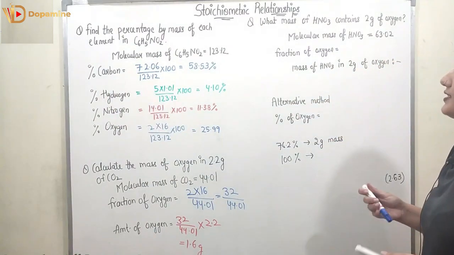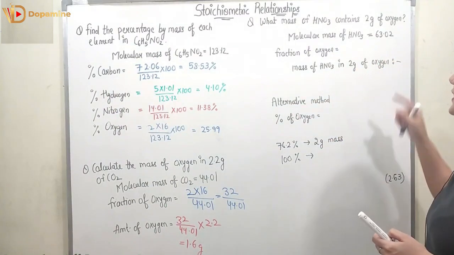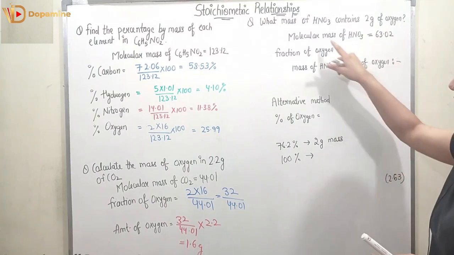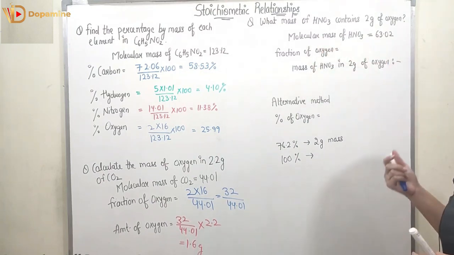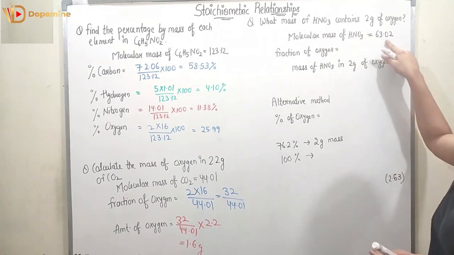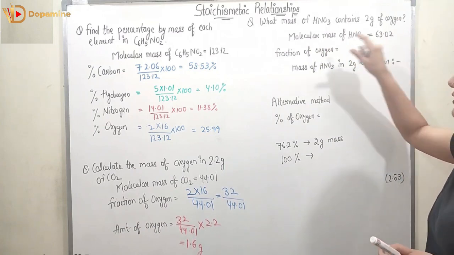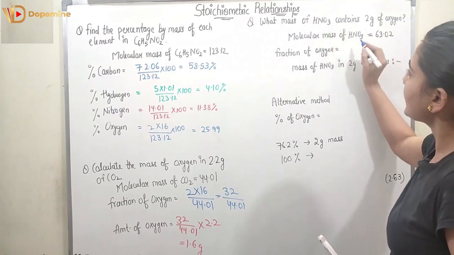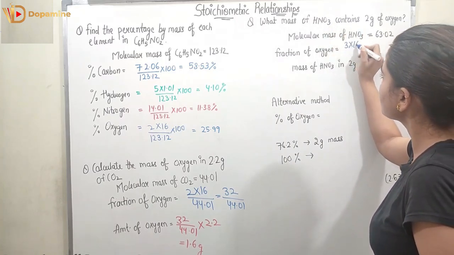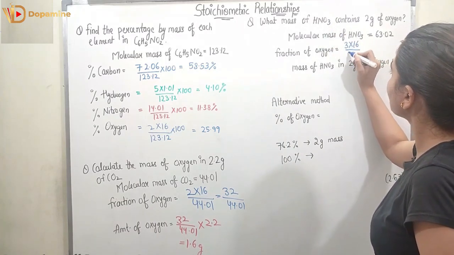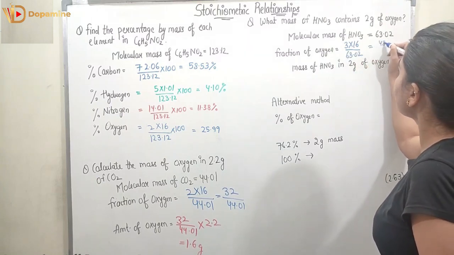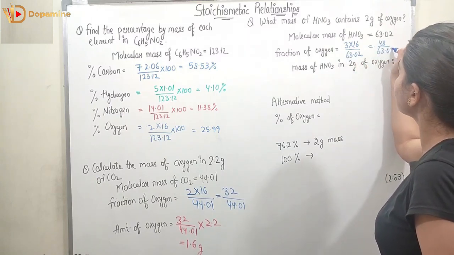Coming to the next question, it states: what mass of HNO3 contains 2 gram of oxygen? We have 2 methods, we will be talking about both of them. Molecular mass of HNO3, we can find out, it will be coming out to be 63.02. Right, now coming to the fraction of oxygen. We have 3 atoms of oxygen, so 3 into 16 upon the total molecular mass, which is 63.02, which is 48 upon 63.02.